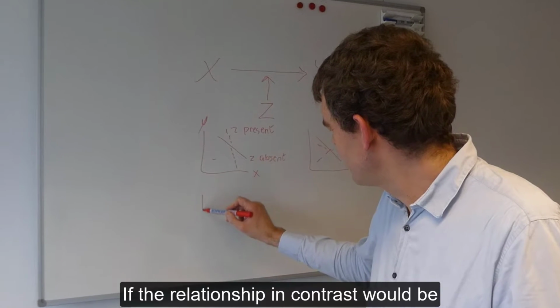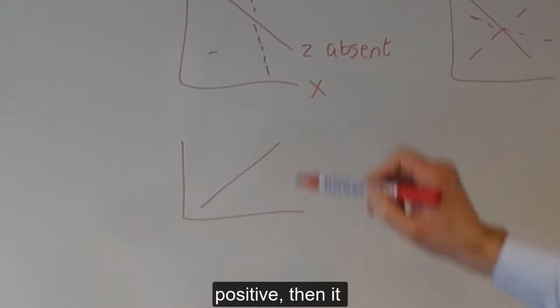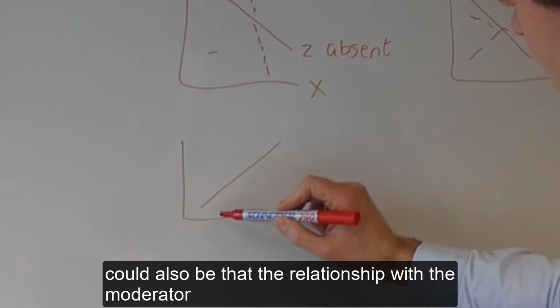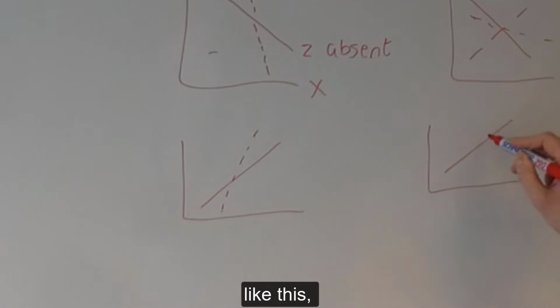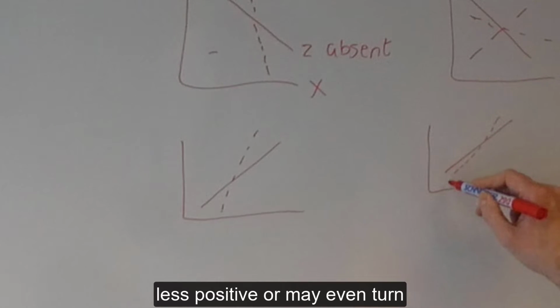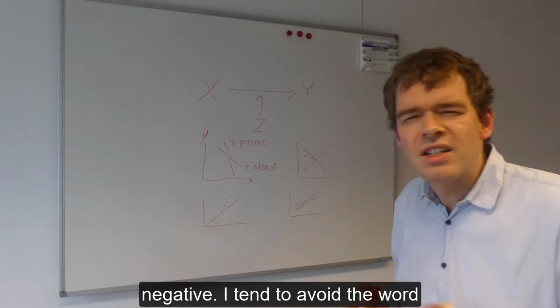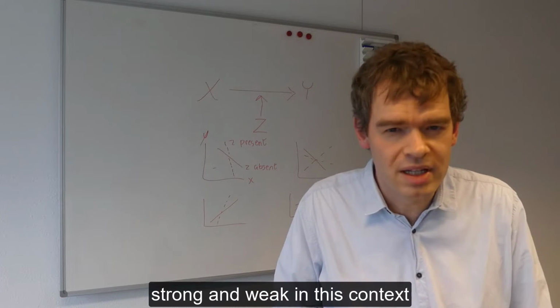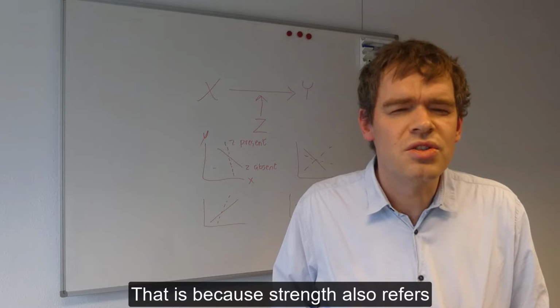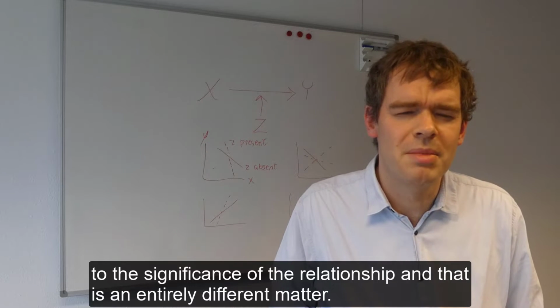If the relationship between x and y in contrast would be positive, then we could also say that the relationship with the moderator present becomes more positive, or it becomes like this, less positive, or may even turn negative. I tend to avoid the words strong and weak in this context. I use more negative, less positive, etc. And that is because strength refers also to the significance of a relationship, and that is an entirely different matter.